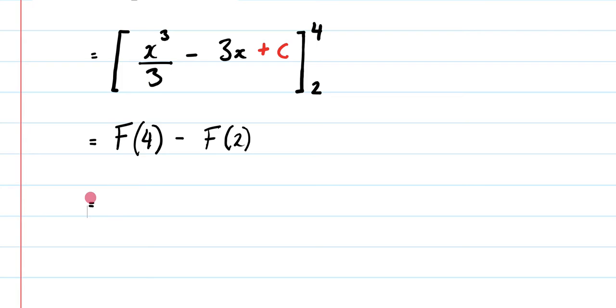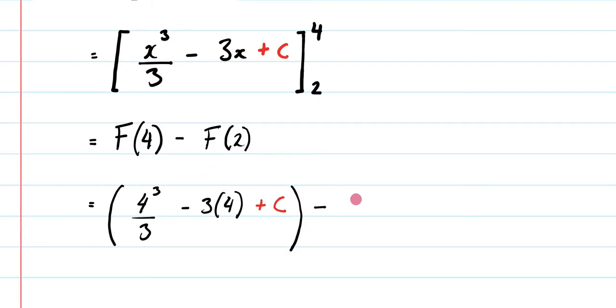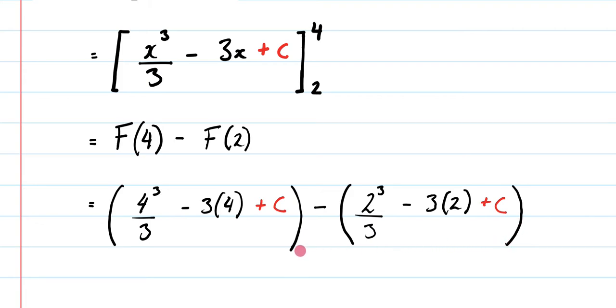So I'm going to do this, and then what I'm going to do is sub in 4. So I'm subbing in 4 into this. So I'm going to get 4 cubed over 3 minus 3 times 4, and I'm going to put this plus c in because you're going to see that it's pointless very soon. And then I'm going to do that. Now I'm going to subtract. Now I'm going to put 2 in there. So I'm going to get 2 cubed over 3 minus 3 times 2. And then I've got my plus c again. And soon you're going to see that that's pointless. Okay, doing that like that. Perfect. We have done that step right there.